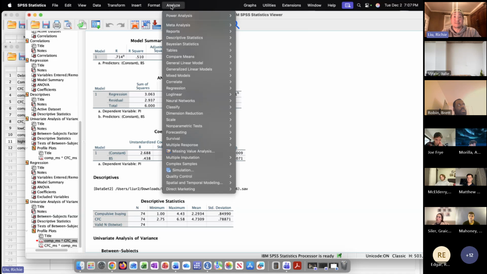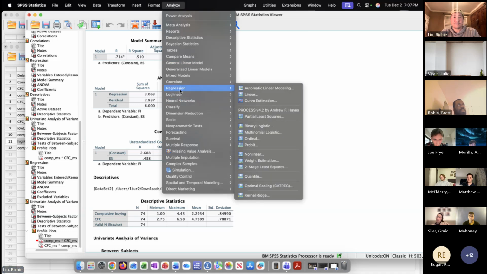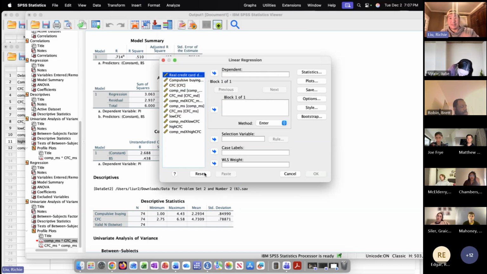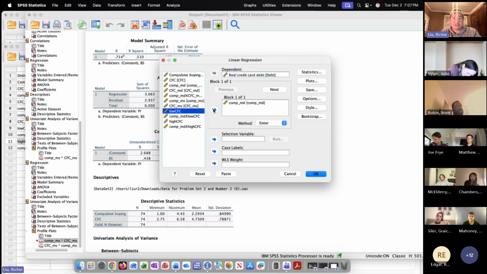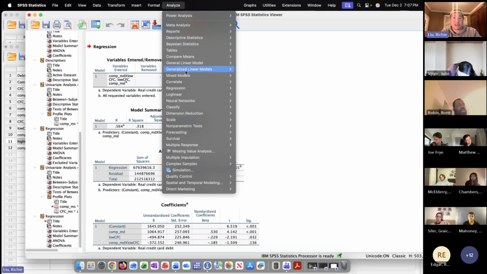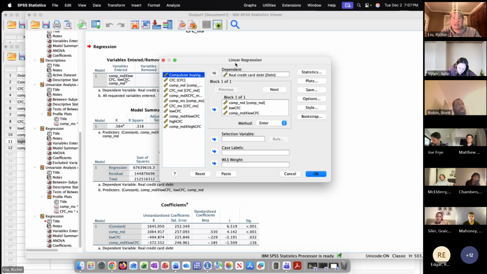Okay, and now I can run my simple slope tests. I'm going to go to regression linear, reset that. Credit card debt, your comp buy mean deviated variable, your low CFC, and the new interaction. Okay, I'm going to run them both and we'll talk about it here. Then I'm going to run real credit card debt. Again, my comp buy mean deviated, my high CFC, and the actual interaction.